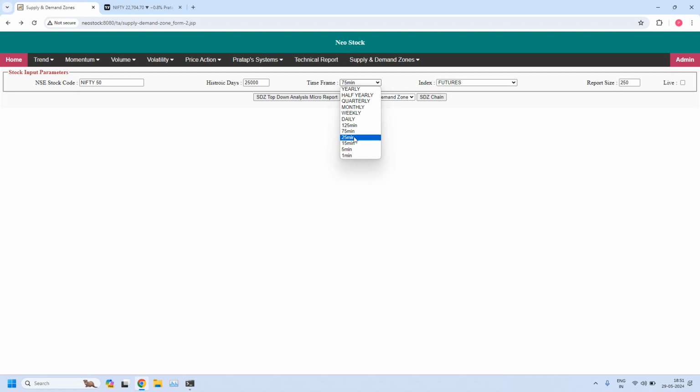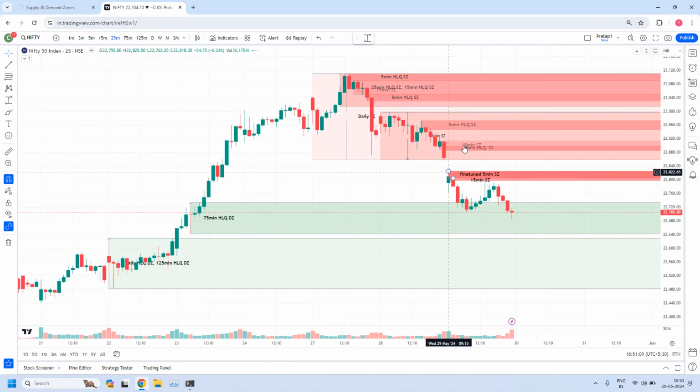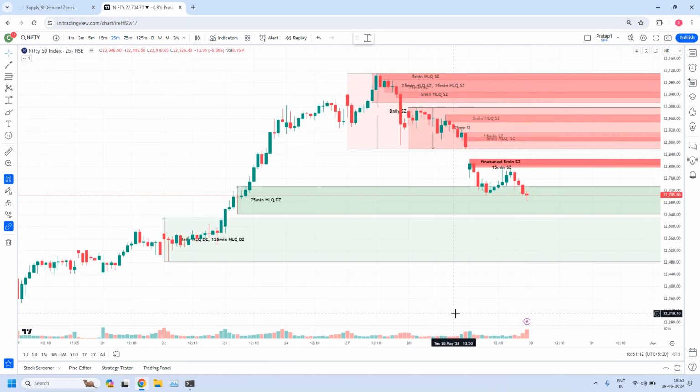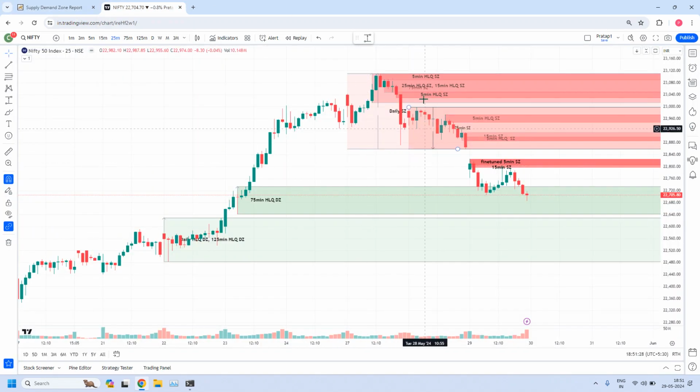Otherwise we focus on 15 minutes. So I am generating the 25 minute zone. Here also we will change the time frame to 25 minutes. Already we have a 25 minutes high liquidity supply zone. We have already drawn this, 27, 5, 12, 35, yeah, here within this area. It is 25 minutes high liquidity, and also 15 minutes.